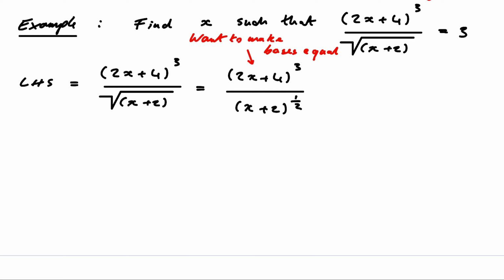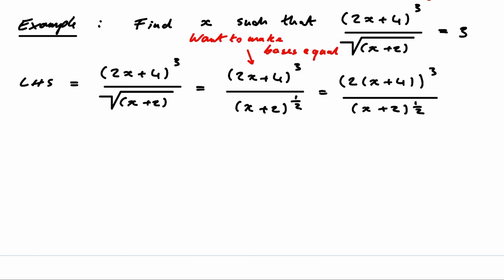Now, can I do that? Well, thankfully, from the setup, I can, because 2x plus 4 is just x plus 2 multiplied by 2. So I can bring out a factor of 2. This wouldn't necessarily be possible, but it is in this situation. So this is 2 times x plus 4, all to the power 3, all divided by x plus 2 to a half.